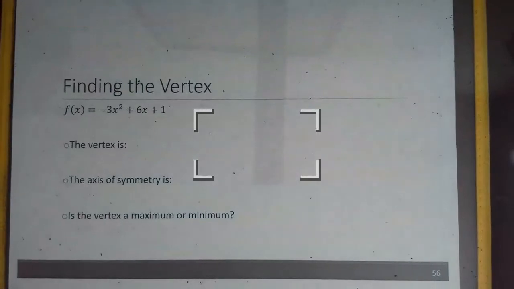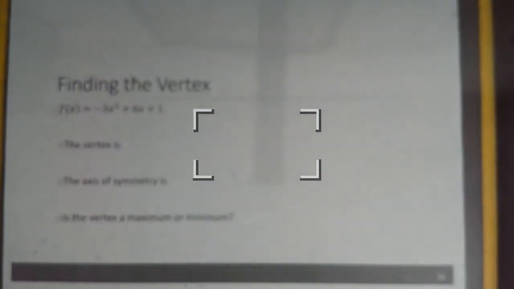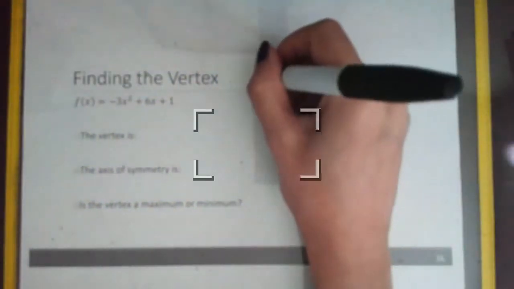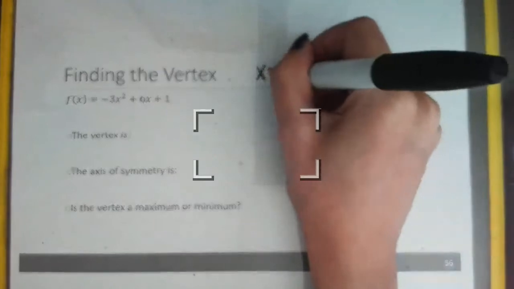This time, we're going to do kind of the same idea, but we're going to be given the function f of x equals negative 3x squared plus 6x plus 1, and we want to see if we can find the vertex and the axis of symmetry this way. That's where that important equation x equals negative b over 2a comes into play, so we're going to have to be using that.